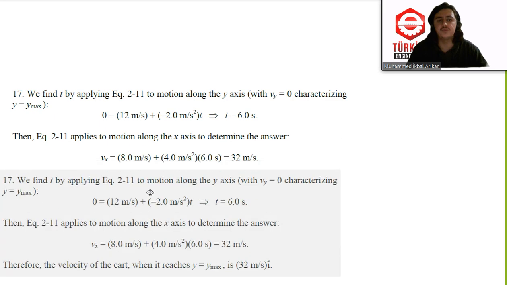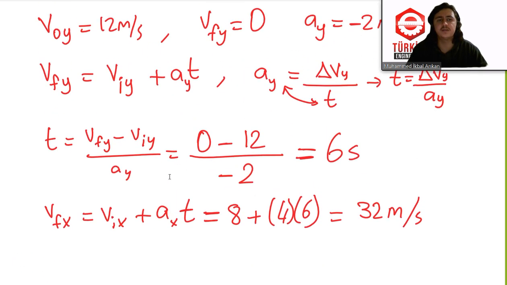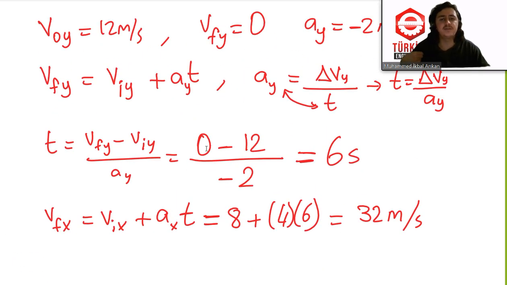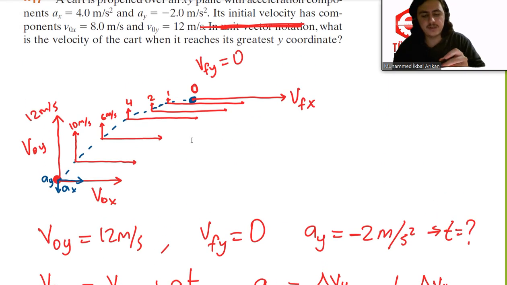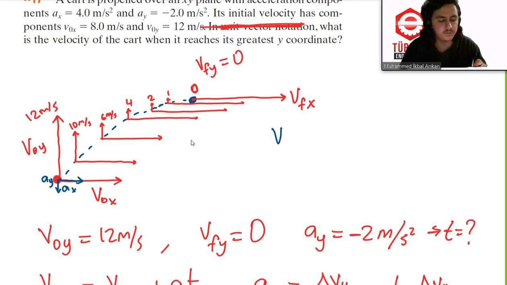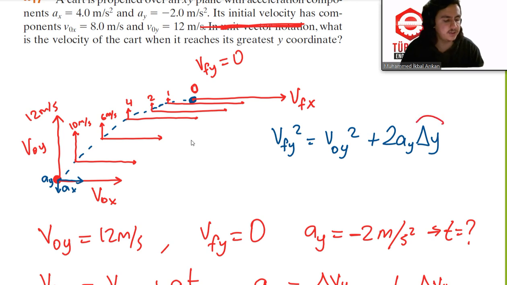What is the second approach for this question? By a different approach, you know v final y and you know v initial y, and you don't know the time. So you can calculate the displacement in y, the displacement at the highest point, by using this formula: v final y squared equals v initial y squared plus 2 a y delta y. So by this you can calculate delta y.